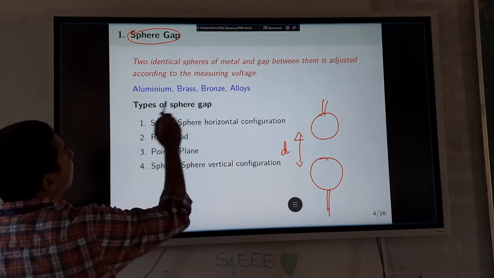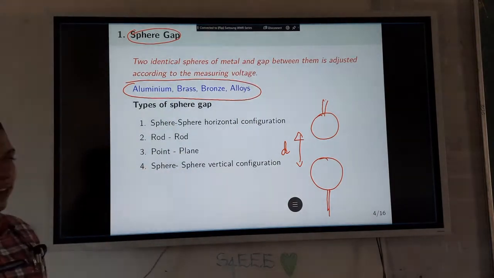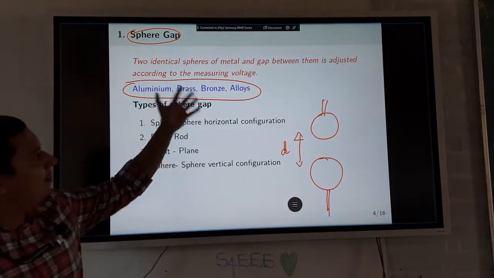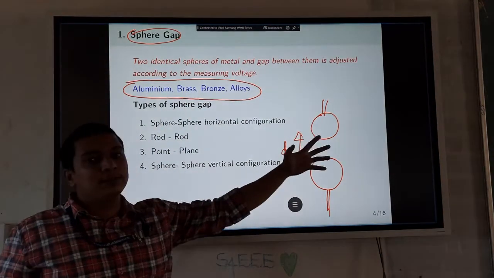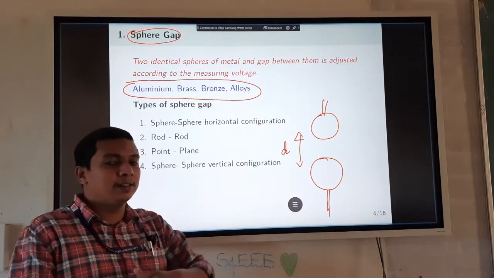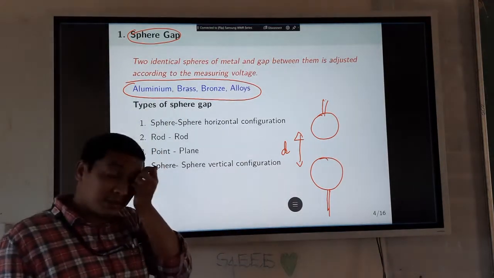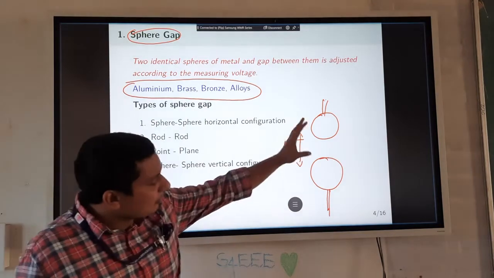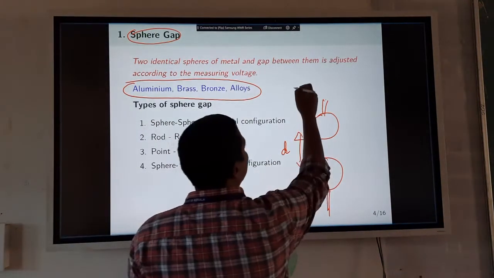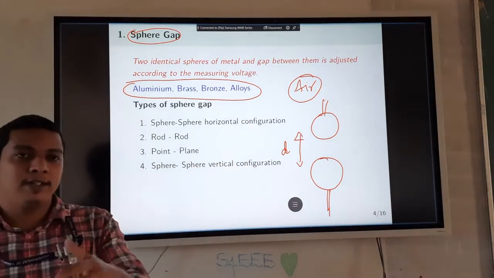For making the spheres, we normally use aluminum, brass, bronze, such alloys. Basically, we use good conducting material and conducting alloys for the spark gap. When I say spark gap, it is about breakdown, and there will be carbonization, so which type of material you use matters. You have two spheres with a distance in between, and we all know that air has some breakdown voltage value, so at a particular distance it will break down.